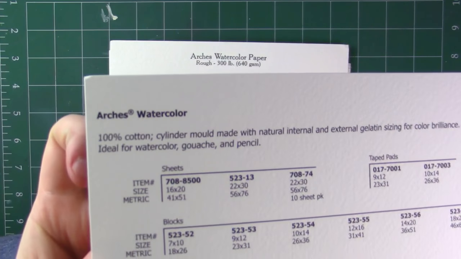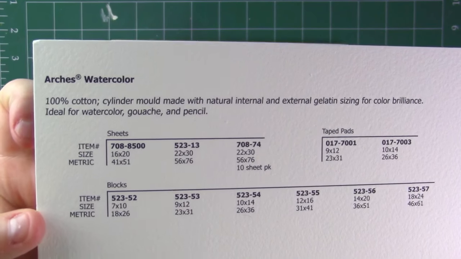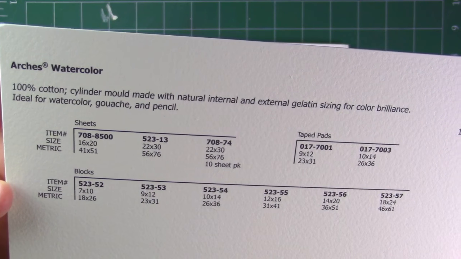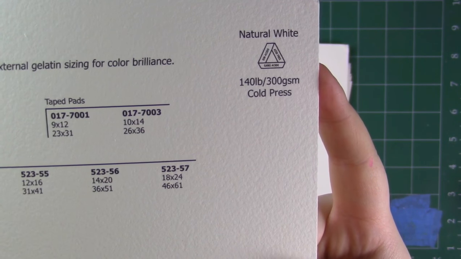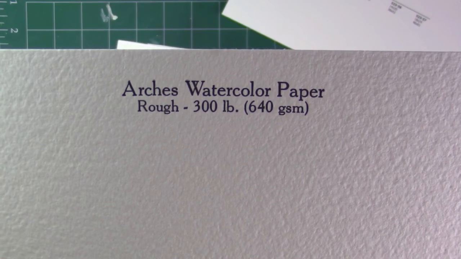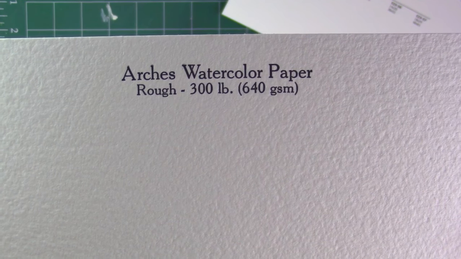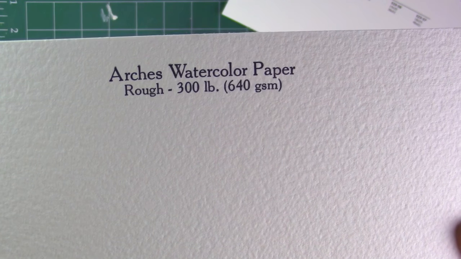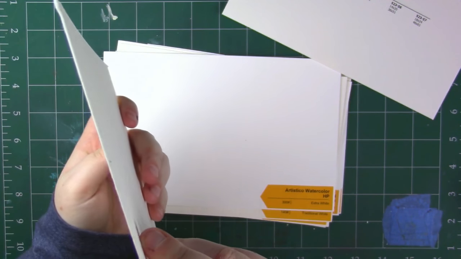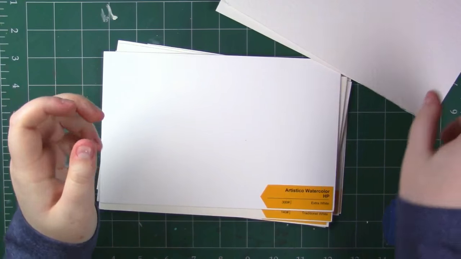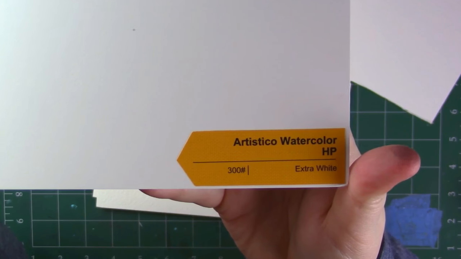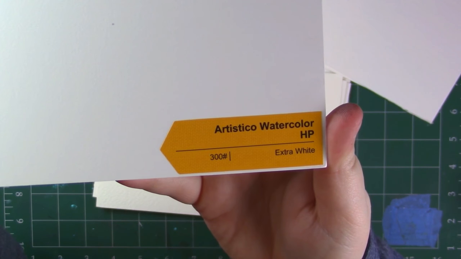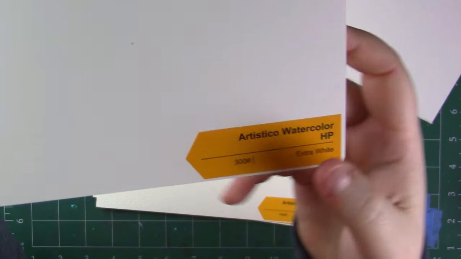So first off, we have Arches watercolor paper, and this is 140 pounds or 300 GSM, and it's cold press. Next, we've actually got Arches watercolor paper in rough, which is 300 pounds or 640 GSM. This is like one of the thickest papers I've ever held in my life. Next, we have the Fabriano Artistico watercolor hot press. This is an extra white and it is 300 pounds.